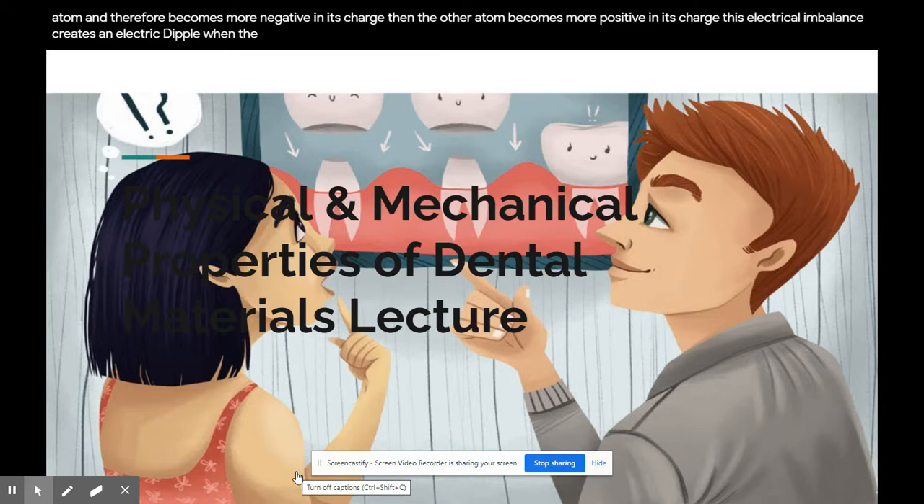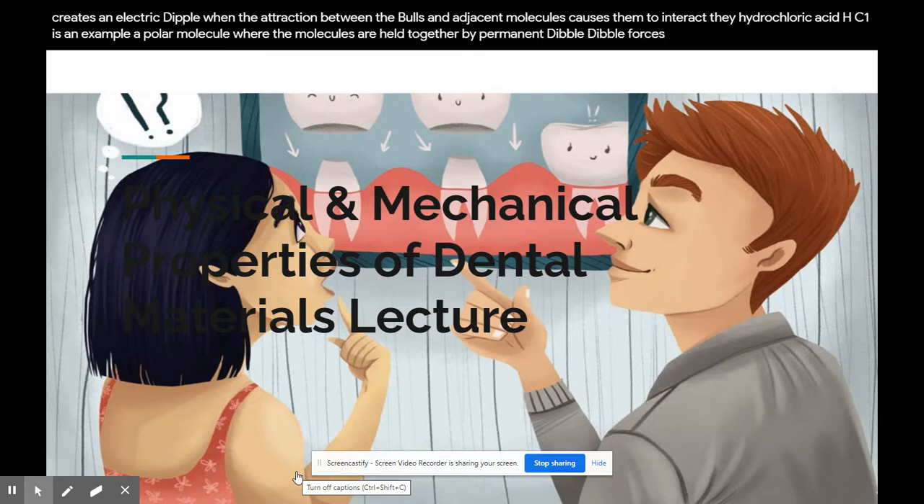When the attraction between dipoles in adjacent molecules causes them to interact, they form weak bonds between the molecules. Hydrochloric acid, HCl, is an example of a polar molecule where the molecules are held together by permanent dipole-dipole forces.